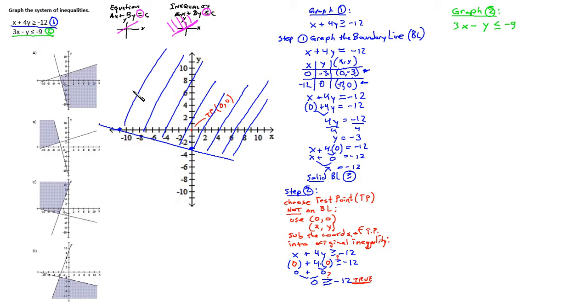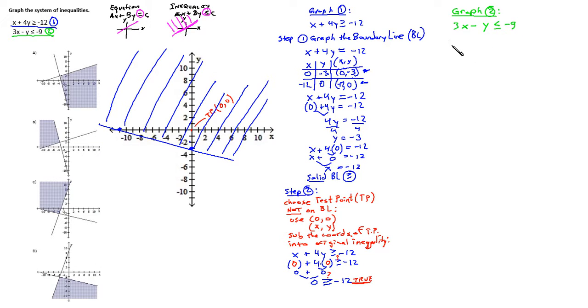I'm shading the same side of the boundary line as the test point. That's it. That's the graph. This is the graph in blue of inequality number 1. Now we're going to shift over and graph inequality number 2.